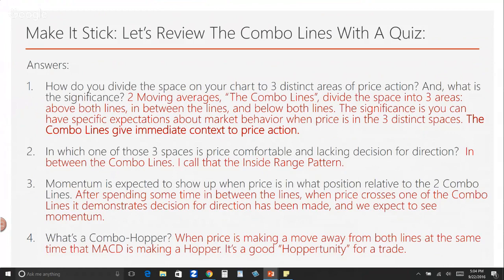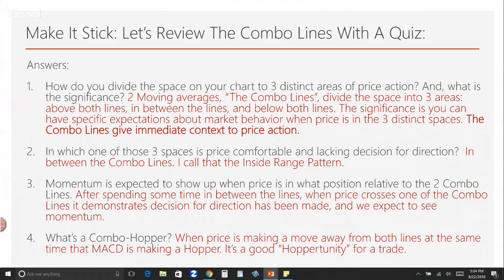This is a review of the last session, and if any of this is not familiar to you, I would encourage you to go back and review one of those previous recordings. Question number 2, in which one of those 3 spaces is price comfortable and lacking decision for direction? The answer is in between the combo lines, in between the moving averages. I call that the inside range, and price is very comfortable. There's no decision for direction in that space.